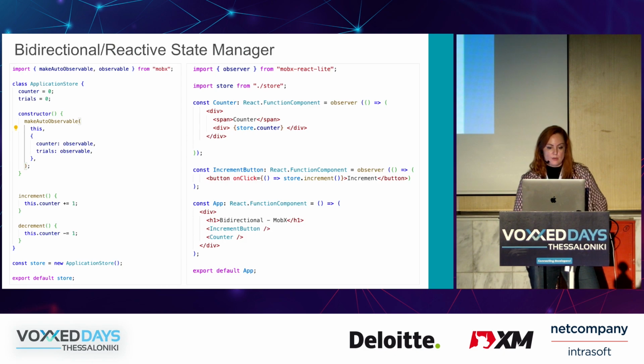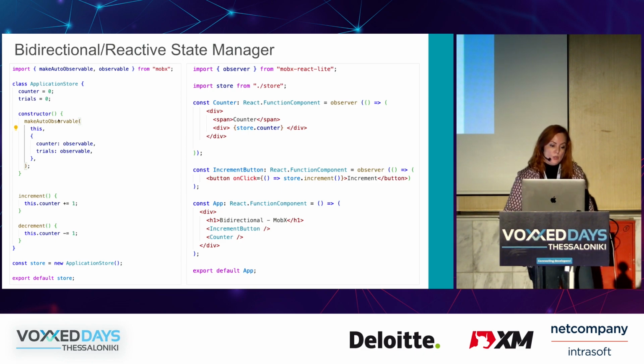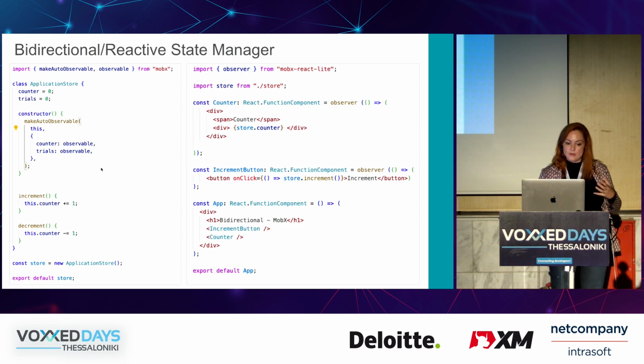Let's quickly see the example of MobX. It's quite simple, very straightforward. We create the store as a class. We can make many things observable. We chose a class, and we use makeObservable, which is coming from MobX, which is the actual tool that is making these fields observables. We define the counter and trials as observables. And below, you can see the actions that we defined, the F1 and F2 that I showed before.